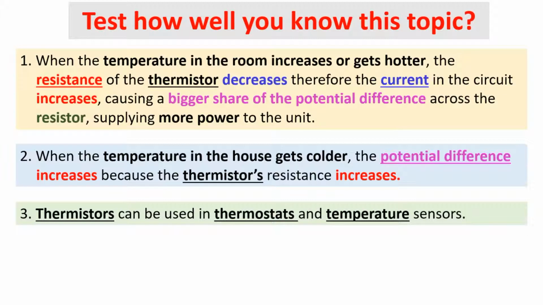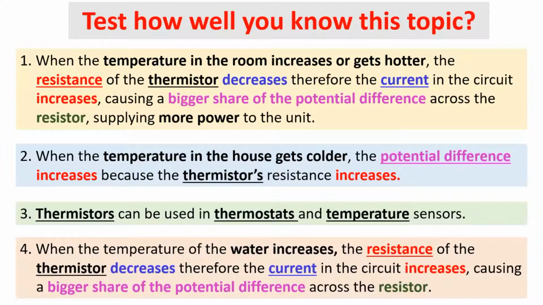When heating water, why would the reading of the voltmeter across the resistor change when the temperature of the water increases? When the temperature of the water increases, the resistance of the thermistor decreases. Therefore, the current in the circuit increases, causing a bigger share of the potential difference across the resistor.